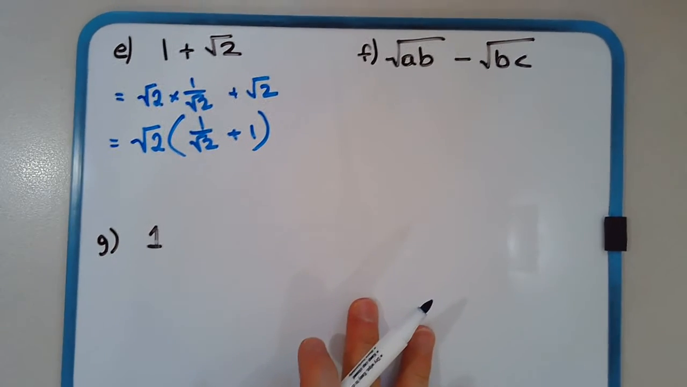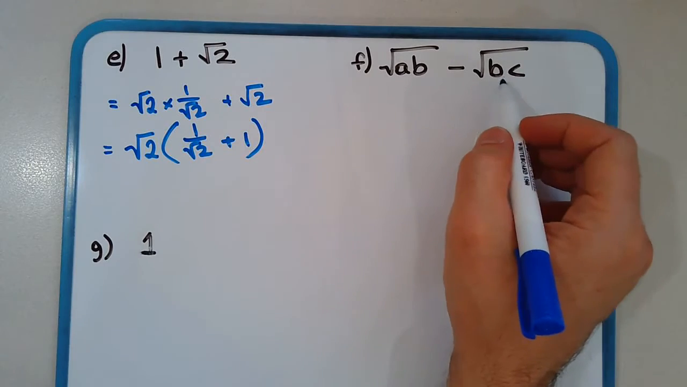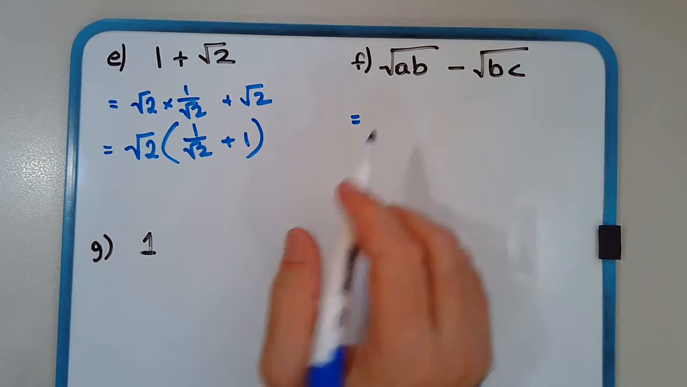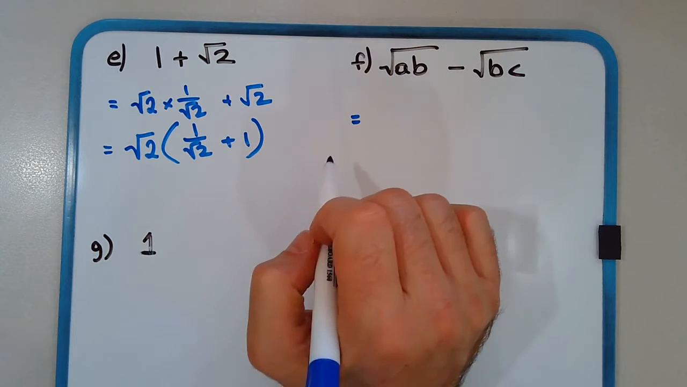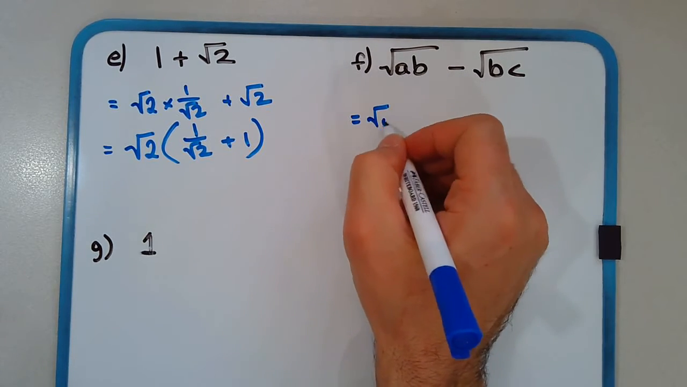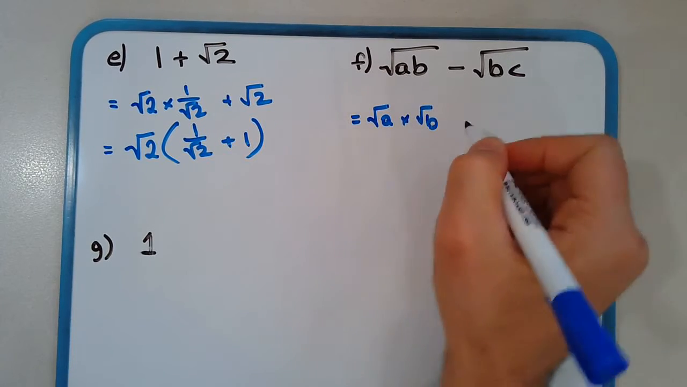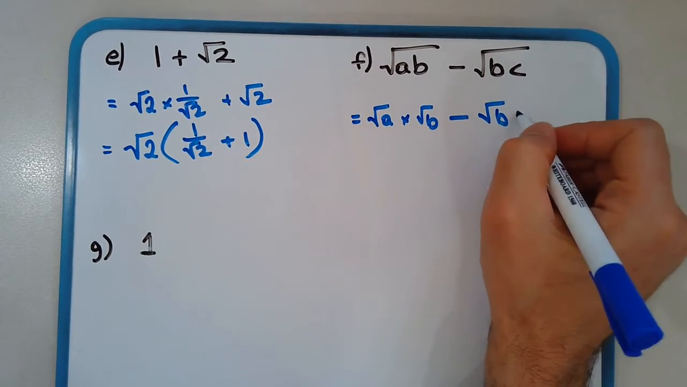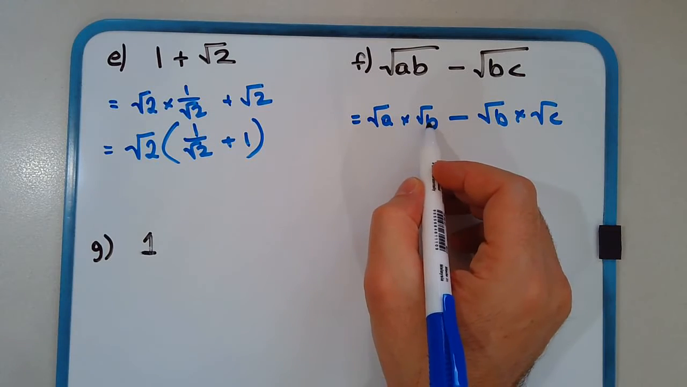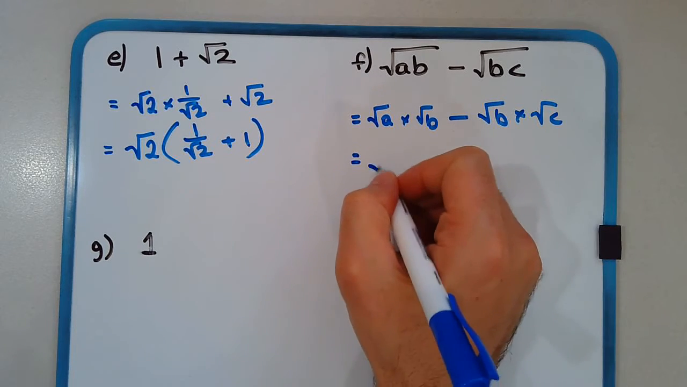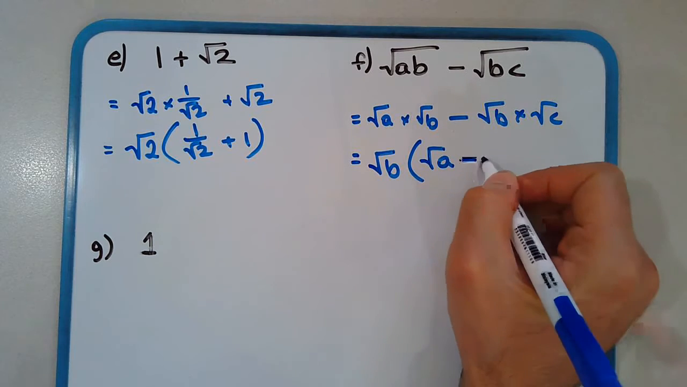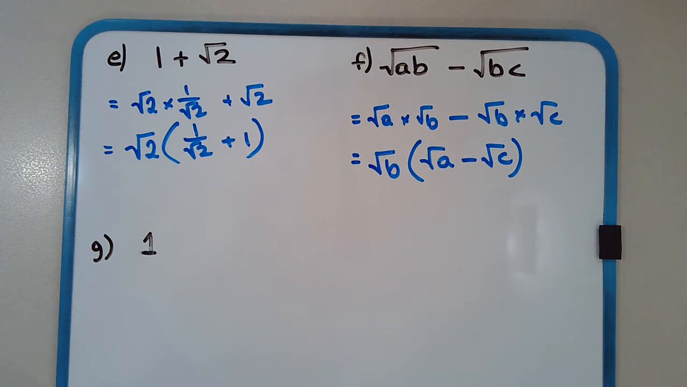What about part F? Square root of AB minus square root of BC. Now, we can use, again, the law of multiplication of surds, that square root of AB is really square root of A times the square root of B, isn't it? Multiplied by square root of B minus square root of B multiplied by the square root of C. We can then take out square root of B as a common factor, and that leaves behind square root of A minus square root of C.